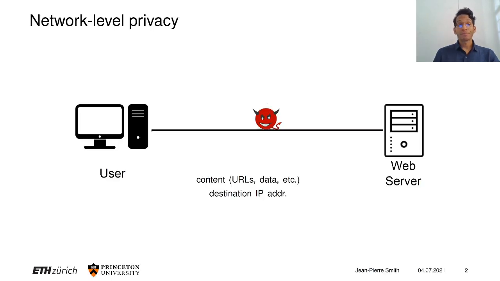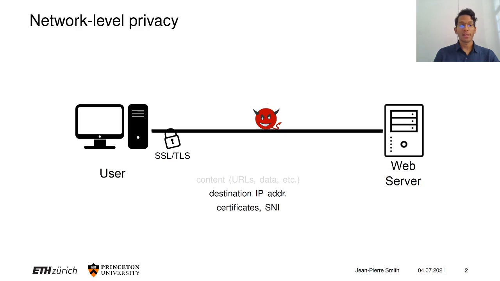Now, originally, an adversary who is located in the network and who is interested in identifying which web page a user is visiting could do so by observing the content of the communication between the user and the web server. To counteract this, the communication was encrypted using SSL/TLS, and while the content was no longer available to the adversary, he could still discern which web page was being visited by observing the destination IP address, certificates, and the server name indicator provided from the user to the web server.